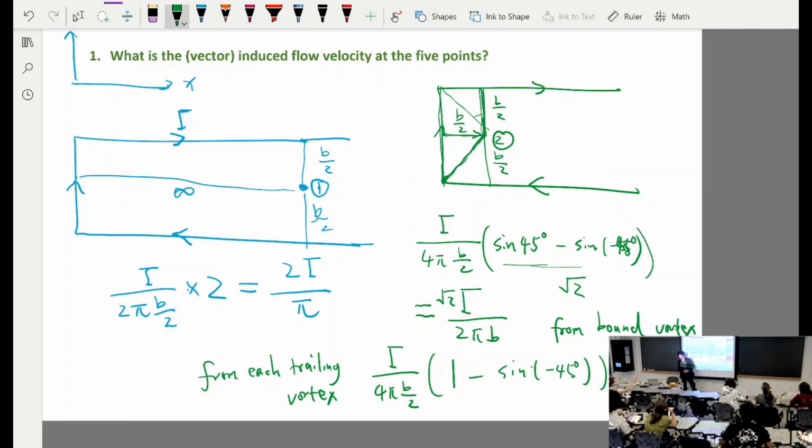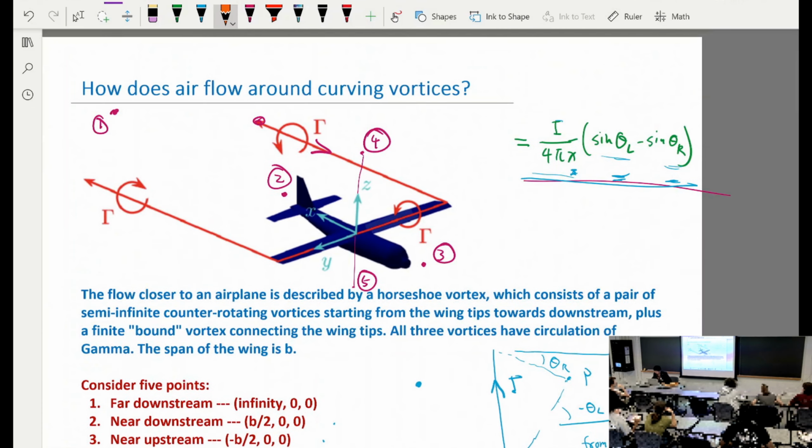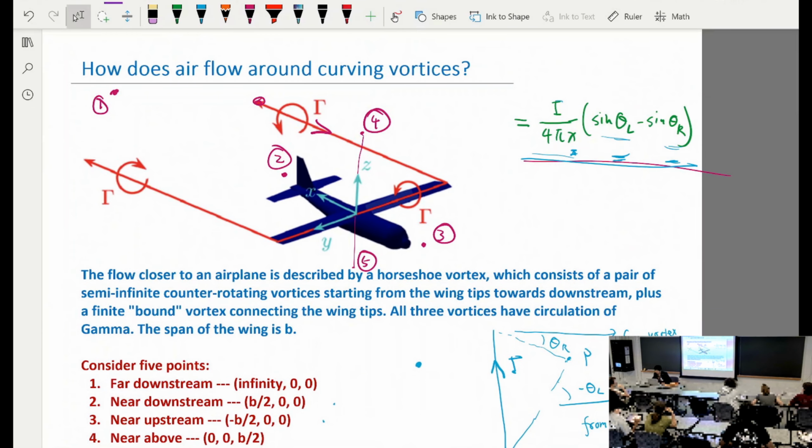So could you denote theta L and theta R in your example? Can I denote? Okay, so for this vortex, right? Theta. Did I use L and R? What did I use? So basically, let me denote this. Let me see. Yeah, L and R, right?